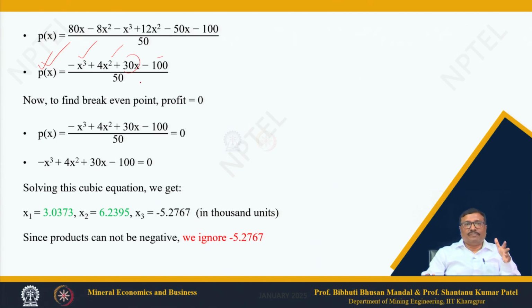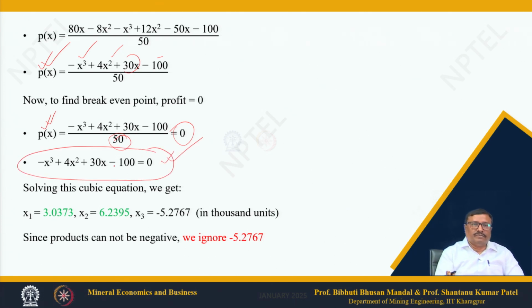Now, for the purpose of finding the break even point, as we have done in the linear case also, the profit will be 0. That means the total cost will be equal to the total revenue. So, here we can make this profit function equal to 0. Minus x cube plus 4x square plus 30x minus 100 divided by 50 is 0. So, we can rewrite this: minus x cube plus 4x square plus 30x minus 100 is 0. This is our profit equated to 0.